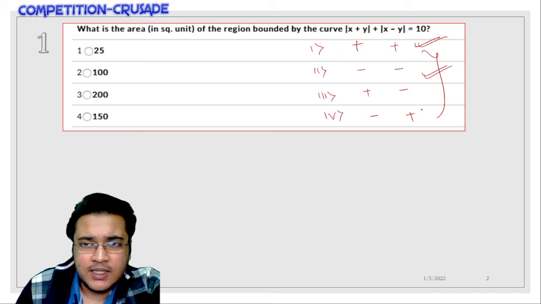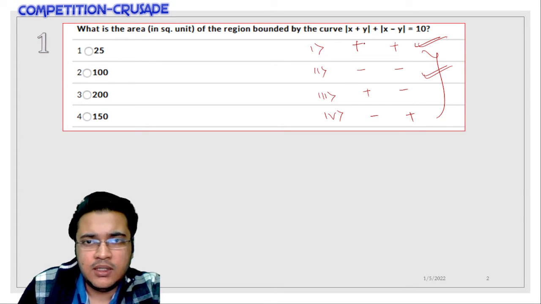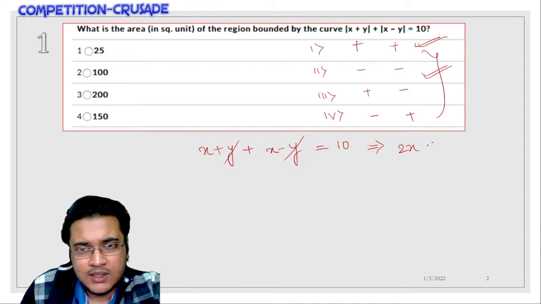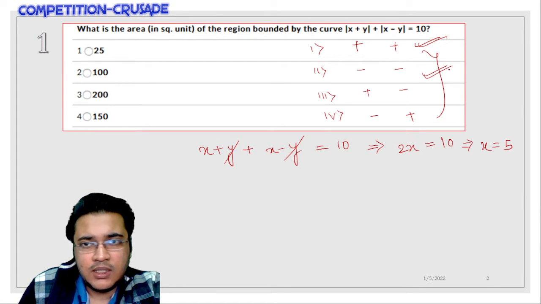Okay, and the rest two cases will follow from the symmetry. So let's say I'm taking the positive cases. So x plus y, and I'm removing the operator, plus x minus y is equal to 10. So I straight away see that this implies that 2x is equal to 10, or this implies that x is equal to 5, right? Similarly, I'm taking now the second case.